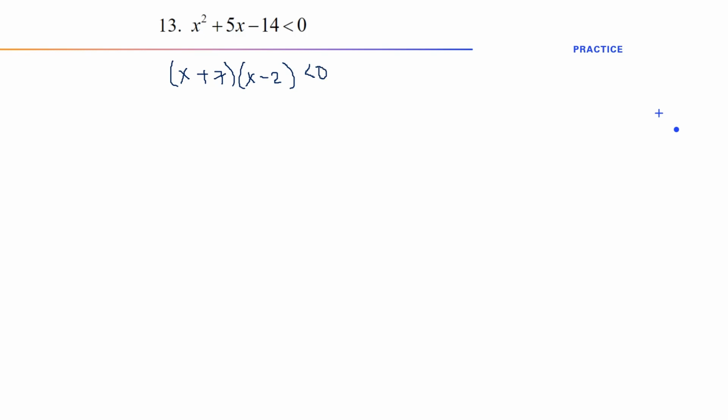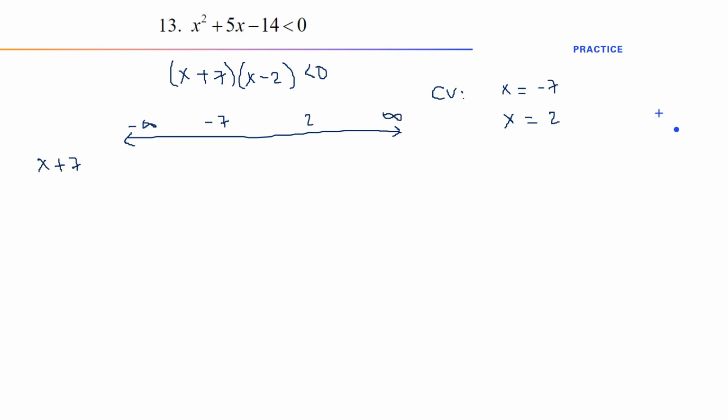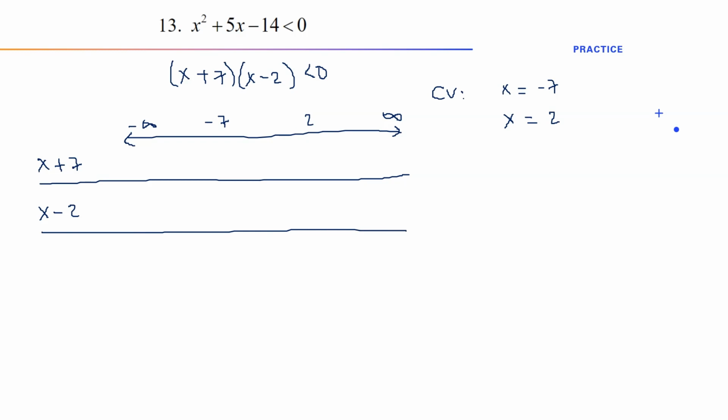Alright, now we set the critical value: x equal negative 7 makes the first factor equal 0, and x equal 2 makes the second one equal 0. Now we draw the line. We have negative 7 here, negative infinity, 2, positive infinity. The first factor, x plus 7. The second factor, x minus 2. Then we have the result. Right. Here 0, makes this one 0. Here 0, makes this one 0.